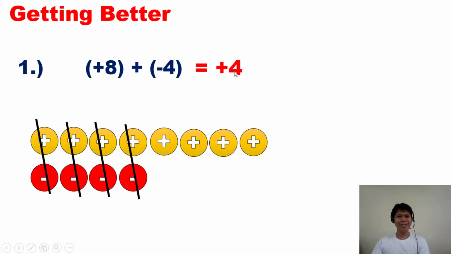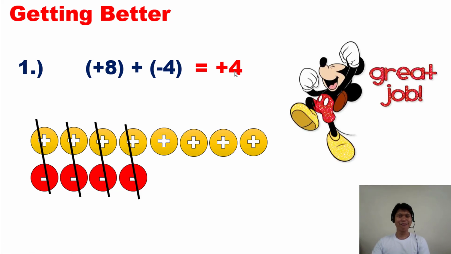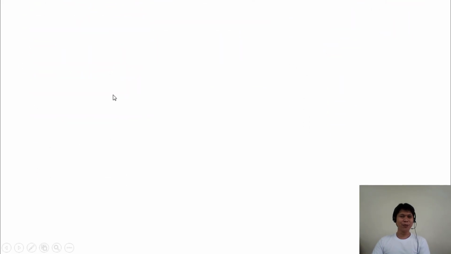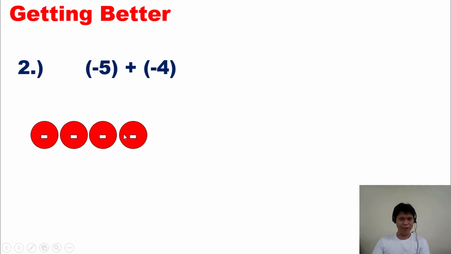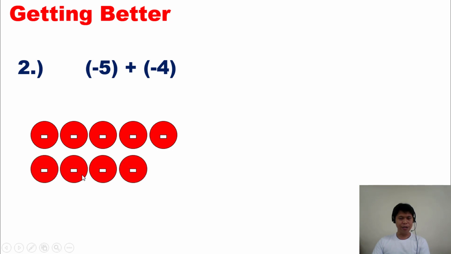Did you get the correct answer? Okay, great job. Next, number 2. Negative 5 plus negative 4. Start. Okay, so negative 5. 1, 2, 3, 4, 5. And negative 4. 1, 2, 3, 4. And since there are no zero pairs to cancel out, we are going to count all of them. 1, 2, 3, 4, 5, 6, 7, 8, 9. There are 9 negative tiles, so it is negative 9. Did you get the correct answer?